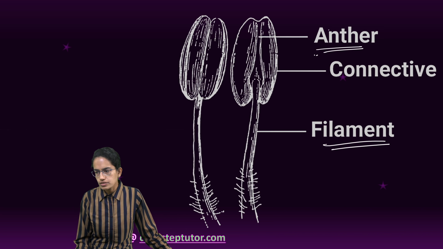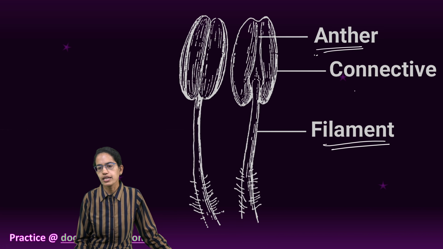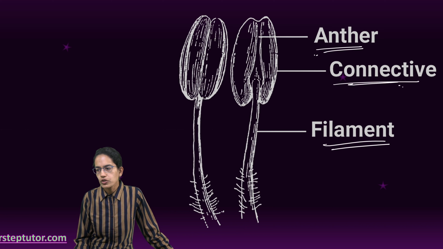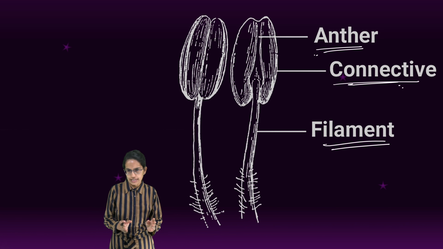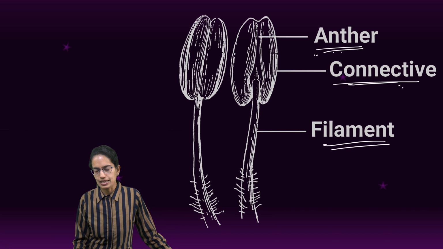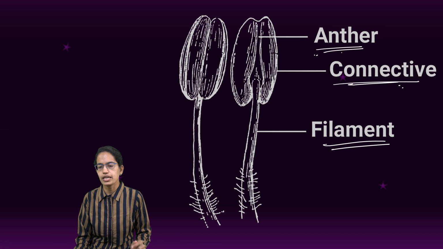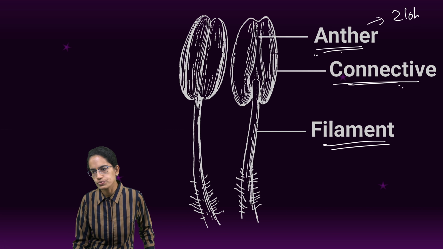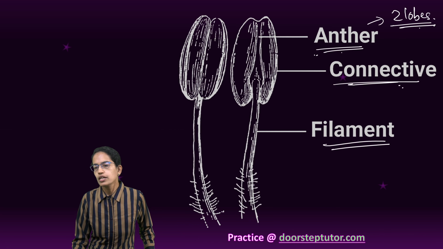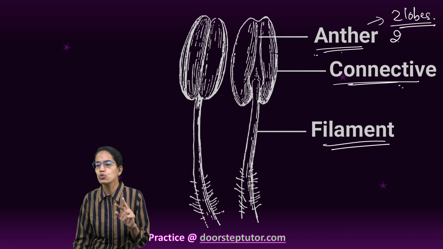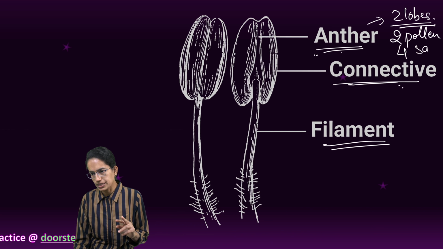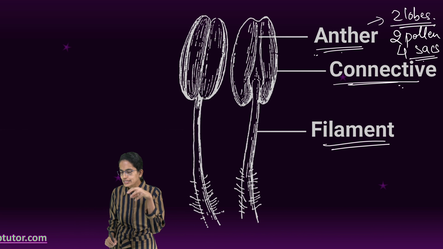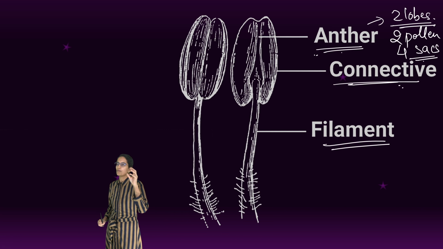Now the most important thing is connective. Connective is the part which joins the two lobes of the anther. As I said, the two lobes of the anther. So how many lobes? Two lobes. That's one thing that we have understood. Now each of the lobes would have two pollen sacs. So in all, 4 pollen sacs are present, and in these pollen sacs are the pollen grains.